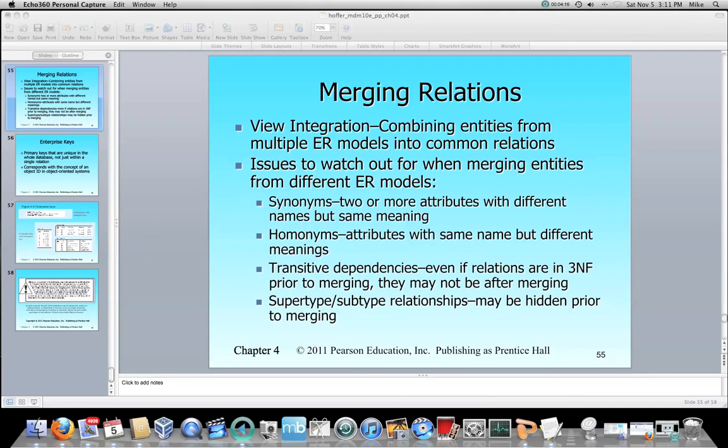So it's not just in normalization when you're breaking things down. Also associated with chapter 4, we could also be merging things together, and when we're merging things together, there are issues to be aware of.